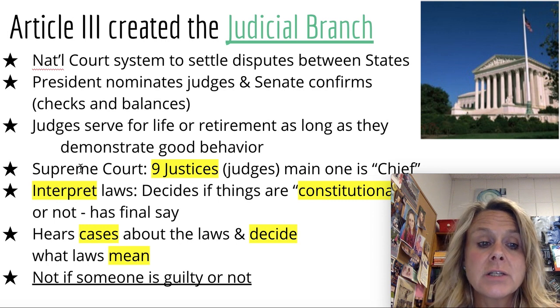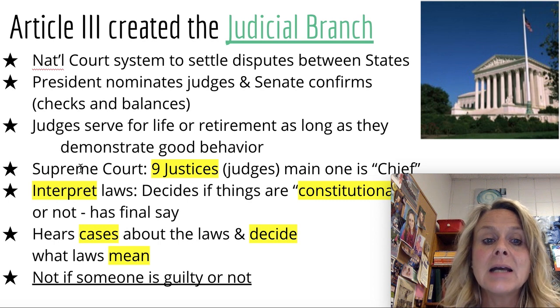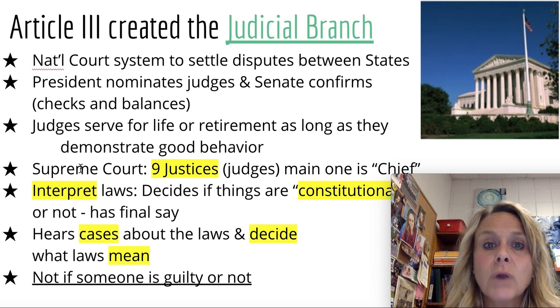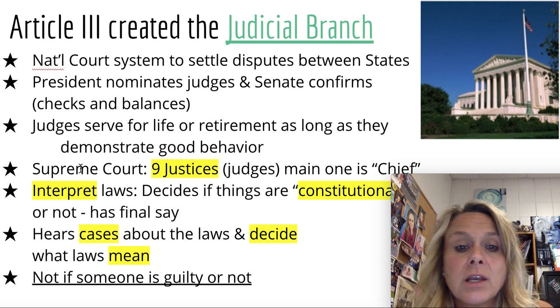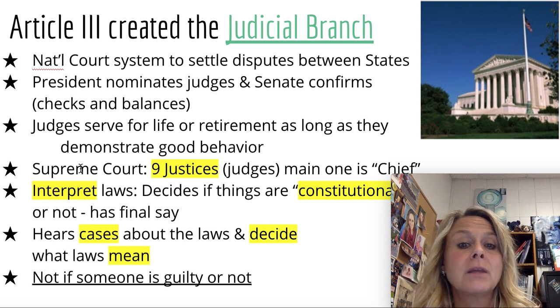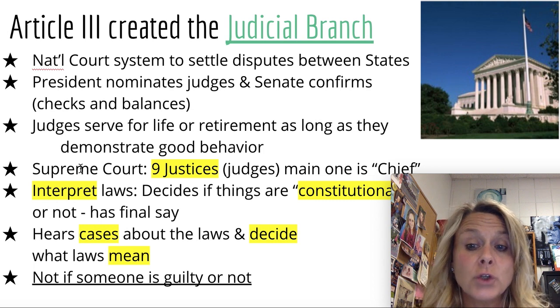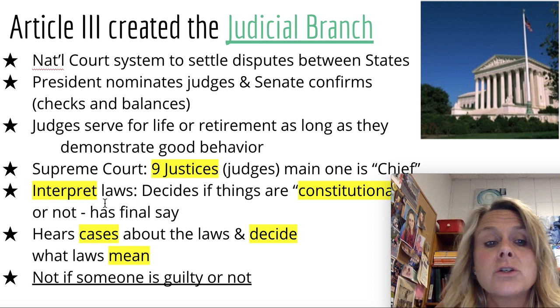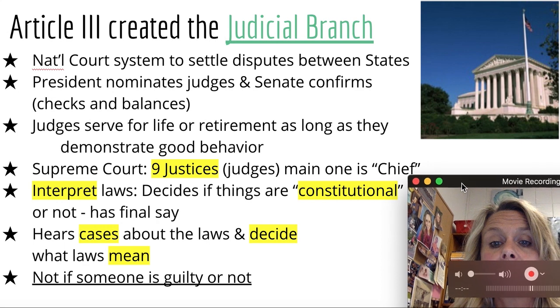Something that's hard to understand is that the Supreme Court interprets what laws mean, and they decide if somebody's rights have been violated, not if someone is guilty or not. So they hear cases about the law and decide what they mean. So if there was a question, true or false on the test, the Supreme Court decides if somebody is guilty of a crime or not. You should say false. They do not. They decide if things are constitutional or not. They hear cases about people's rights and about the laws.